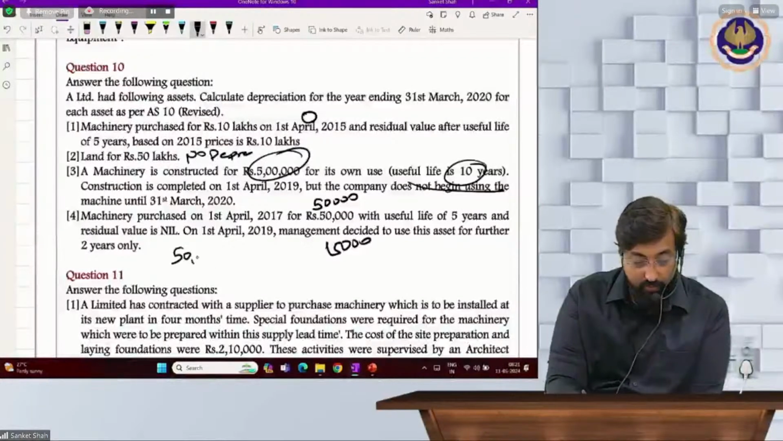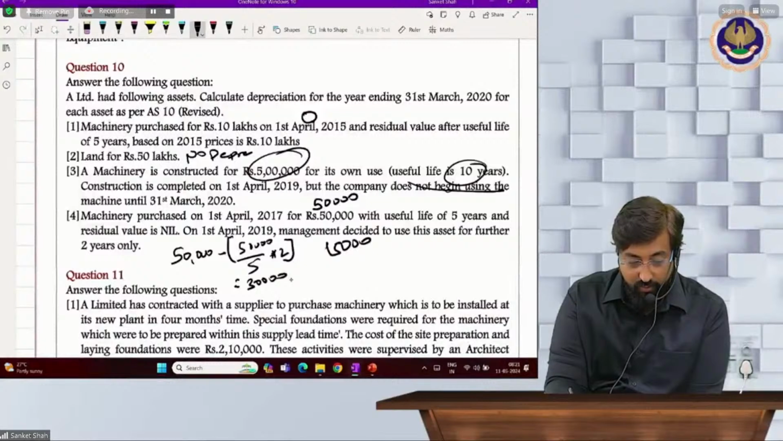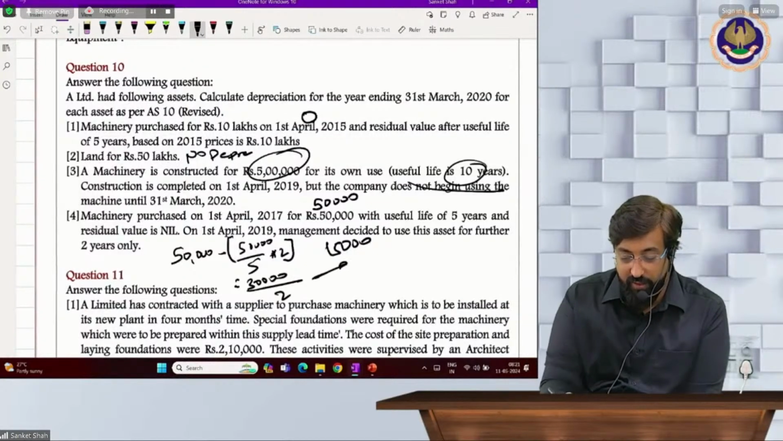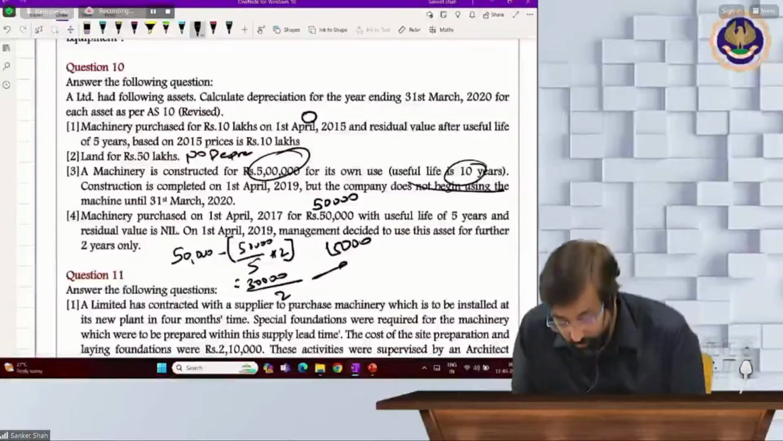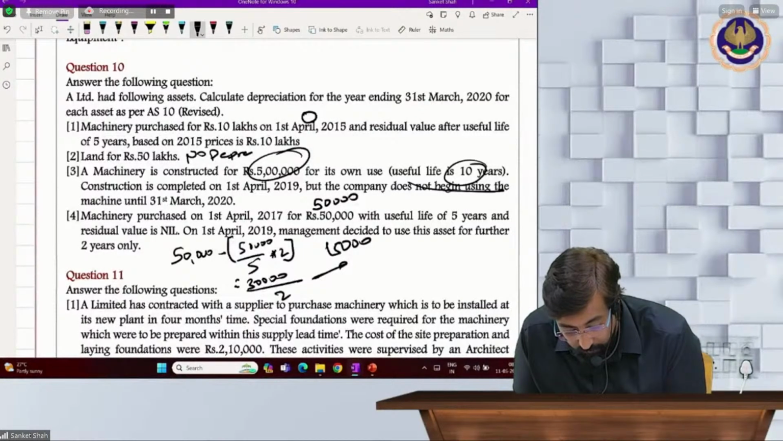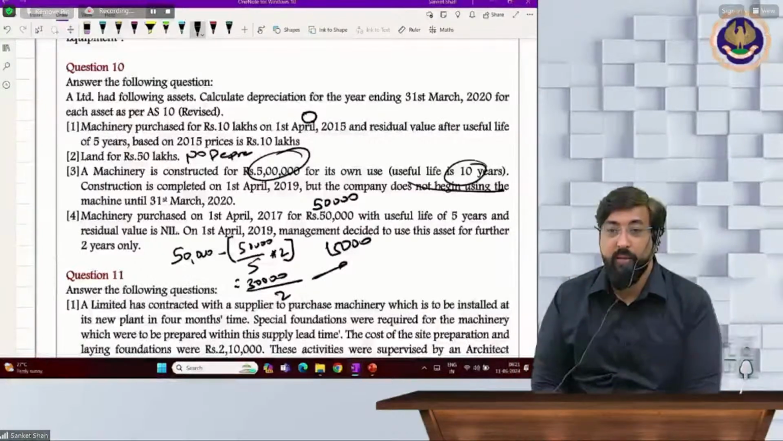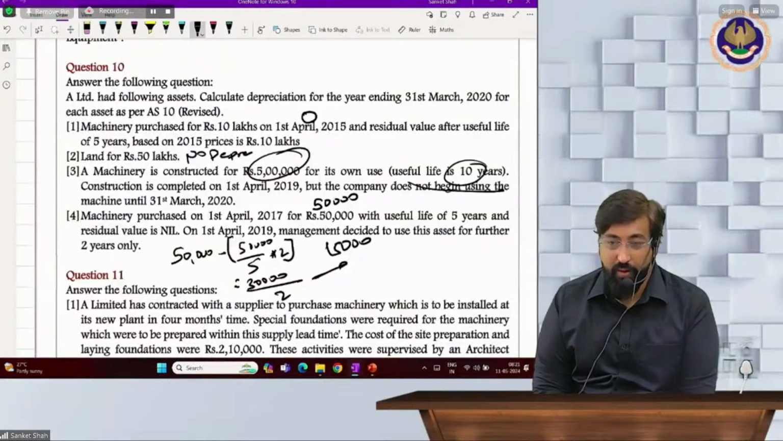50,000 minus 50,000 divided by 5 years into 2. So you are getting the WDV 30,000. And 30,000 now divided by only 2 years, revised depreciation. So only 2 years of remaining life. So 15,000. So the fourth answer is 15,000. You are correct. Rashmi ji, correct beta.